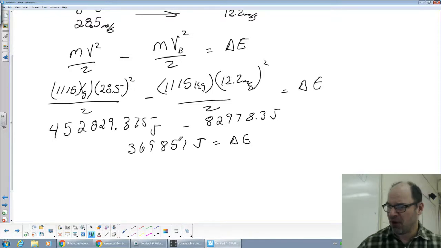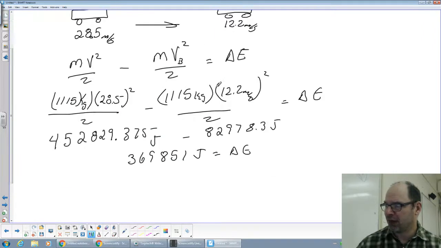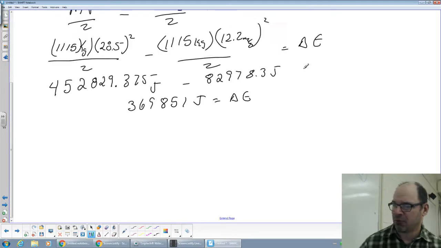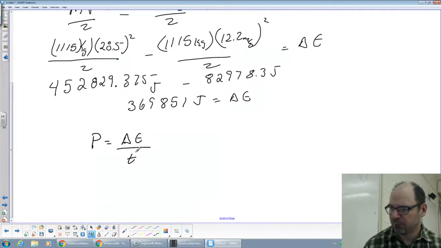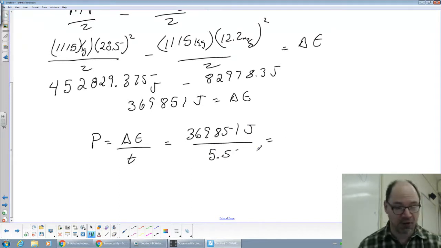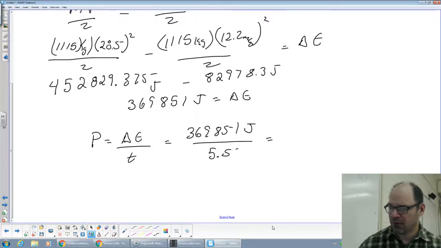Okay, so if we're doing power now, we want to know what is the power of the brakes. We've got the change in energy and we've got the time here. So now we can apply the power equation. Power equals change in energy over time. In our case, it's 369,851 joules divided by 5.5. And that's going to give us something in watts. Okay, two significant figures, I think. Yeah, because of the 5.5. So we'll round it off to 2 when we're done. So divide that by 5.5.